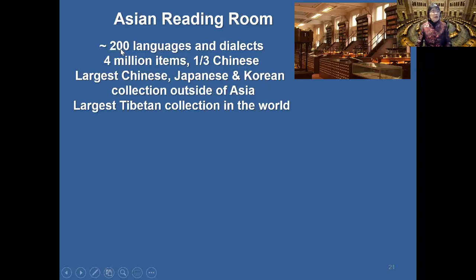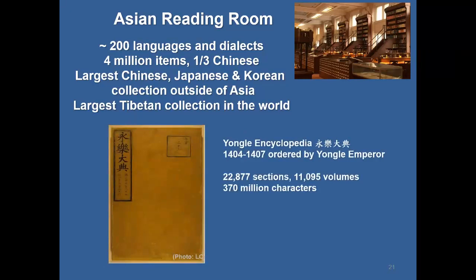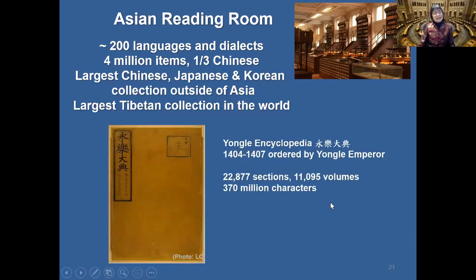So they have more than 200 languages and dialects. They have 4 million items and a third of them are Chinese. It has the largest Chinese, Japanese, and Korean collection outside of Asia. They have the largest Tibetan collection in the world. And I'd like to share with you something very rare. This is called a Yongle encyclopedia.